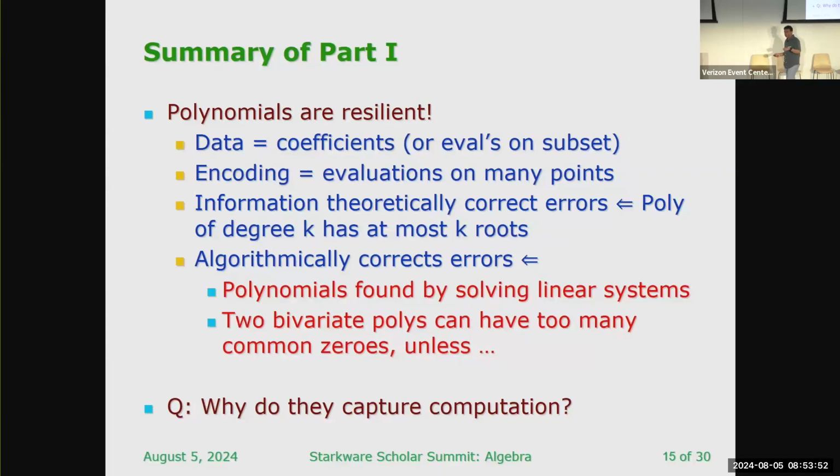And not only are these information theoretically resilient, they are algorithmically resilient. You have algorithms to match this capacity. So they can correct errors, but now you might ask the question, why should they capture computation? Swastik asserted this by fiat. I will try to give you a little bit more intuition into why they capture computation.